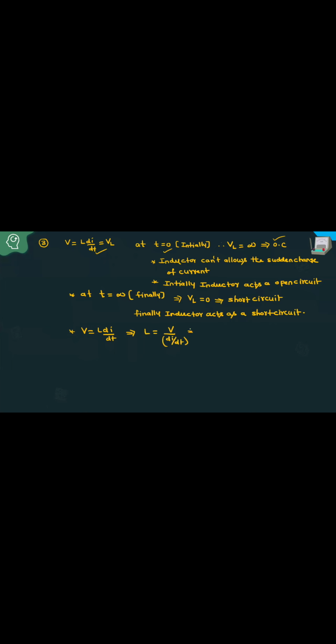Then what are the units? The units I told already. One more unit I am giving. This dt goes to numerator. That is volt-second by amperes. Volt-second per ampere. Or another unit is Henry. This is the unit of inductance.